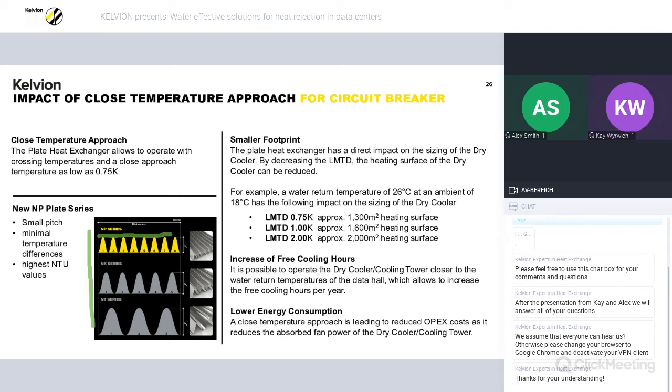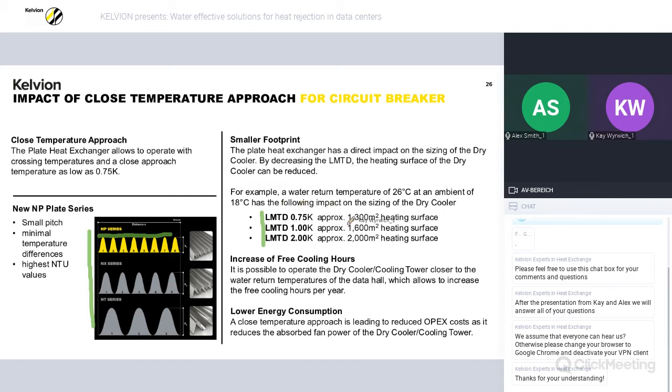If you're using a circuit breaker which has a really close temperature approach, you can realize a smaller footprint, or you can increase your free cooling hours, or you have a lower energy consumption. By a smaller footprint, I would like to show you the impact of the LMTD when we had a water return temperature of 26 degrees Celsius and 18 degrees ambient temperature.